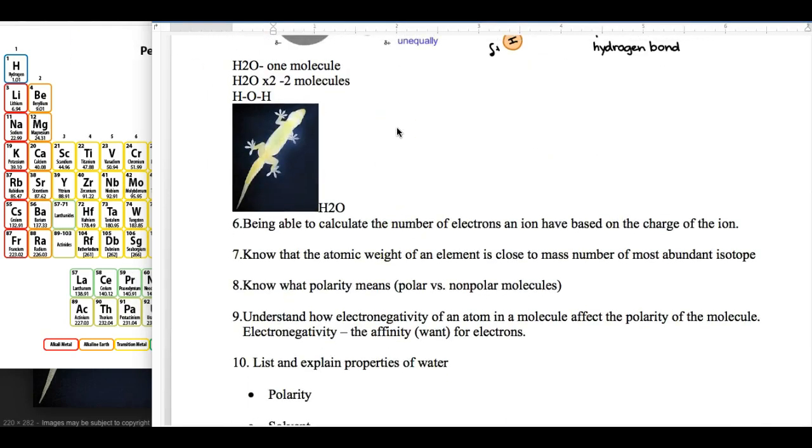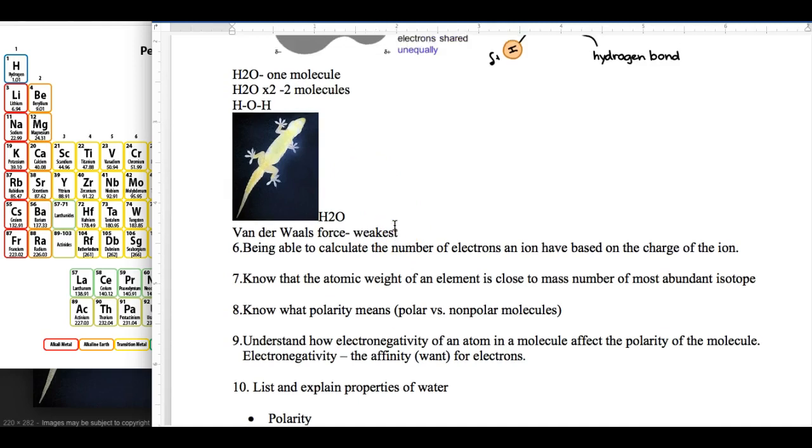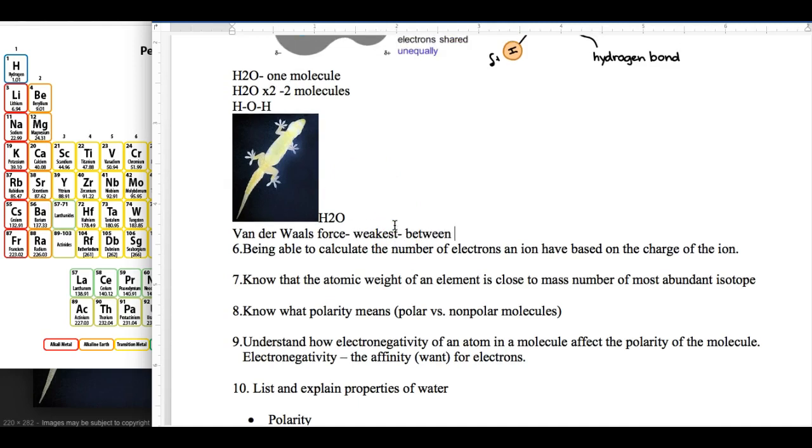The last type of bond that we haven't talked about is the van der Waals force. Right here, van der Waals force. All you have to know is that van der Waals force is the weakest type of bond that we're going to talk about, and that it is between different molecules.